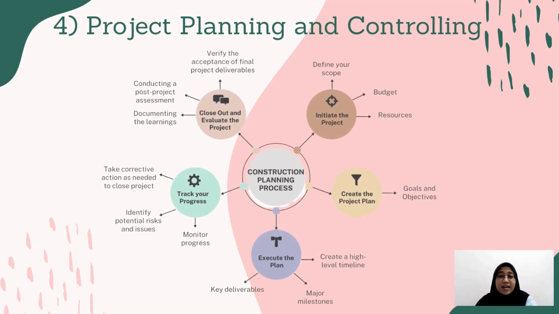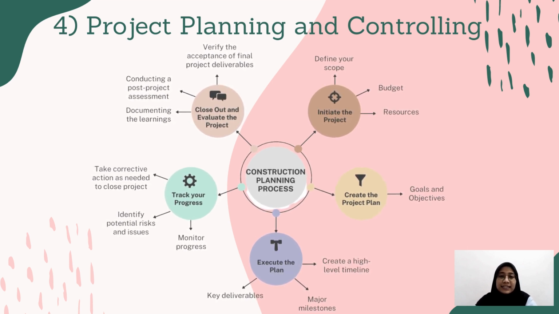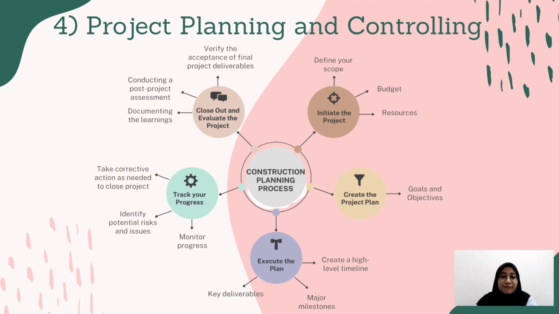Besides that, for the important process which is project planning and controlling, there are 5 steps in construction planning. The first step is to initiate the project. Create documents that define the project scope, resources, and budget. Second step, create the project plan, using SMART goals, which are specific, measurable, attainable, realistic, and timely. The third step is to execute the plan.